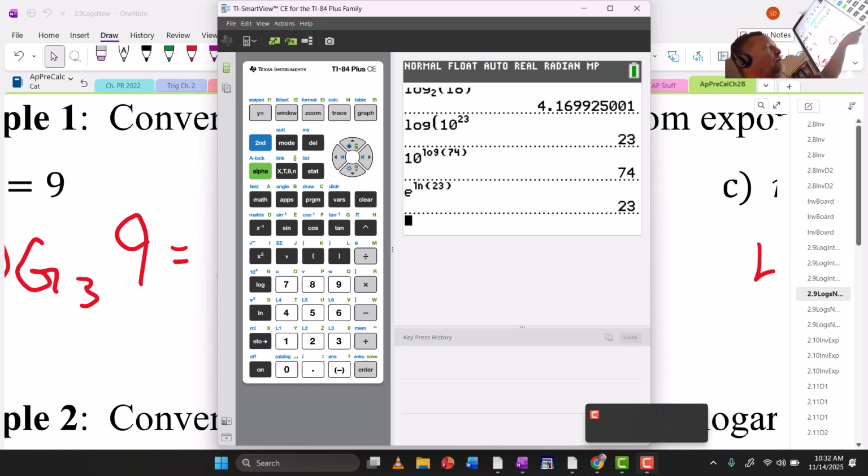Oh, here we go. Here's the logarithm button. Yes, good. Hopefully I didn't take a video of any of you guys when I walk by. You could sue me for putting you on the internet.